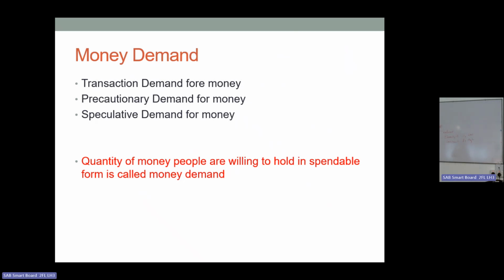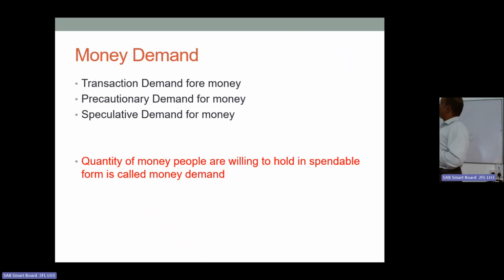According to this, money demand depends on why people demand money. It depends on three factors. One is the transaction demand, the other is called precautionary, and the last one is speculative. So why do people demand money? Why do people like to hold money in their pockets? That is the demand for money.